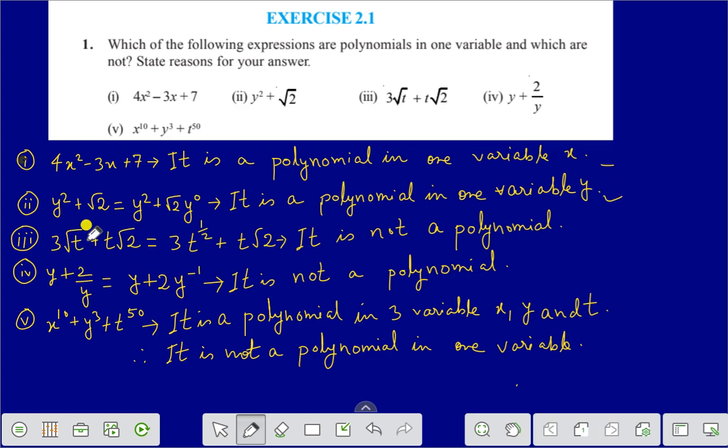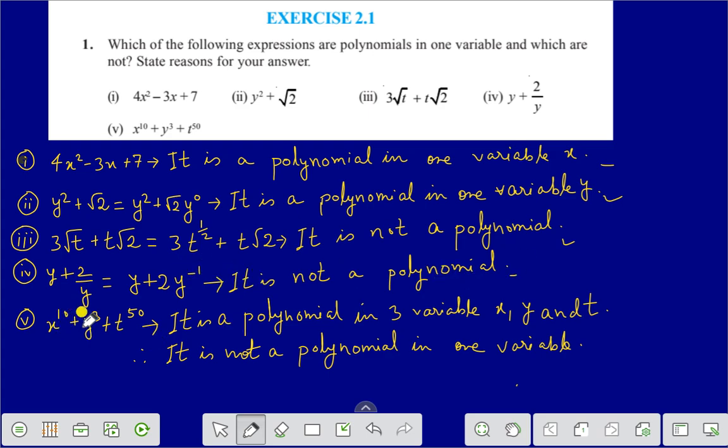3 root t plus t root 2. 3 root t can be written as t to the power half. But half is not a whole number. Therefore, it is not a polynomial. y plus 2 by y, that is y plus 2 into y to the power minus 1. Minus 1 is also not a whole number, therefore it is not a polynomial.